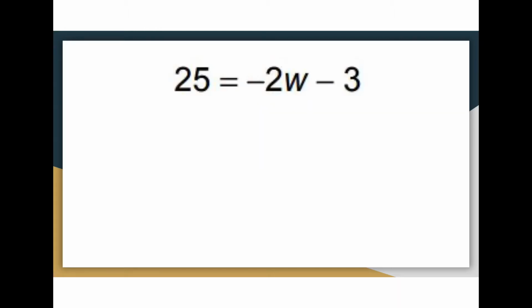Ready? We are going to continue this algebra review. Once again, keeping it fairly straightforward as we go. So, first problem for today, 25 equals negative 2w minus 3.